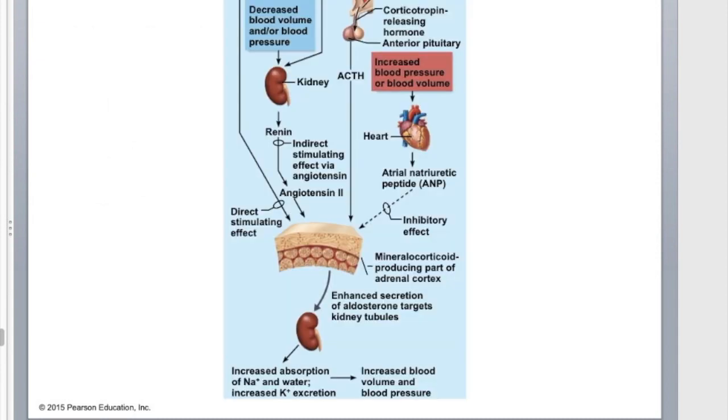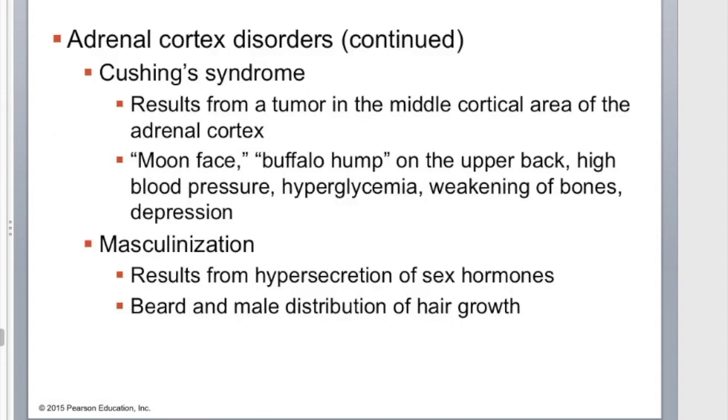All right, here's this image again of your different pathways. Adrenal cortex disorders, continuing on, you've got Cushing's syndrome. Cushing's syndrome is a tumor in your adrenal cortex. You have that big round face, moon face, or you've got a big, fatty hump on your upper back. It is also known for high blood pressure, low blood sugar, and a weakening of the bones, which means it's easier for your bones to break.